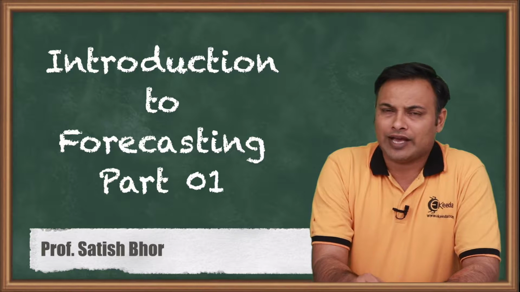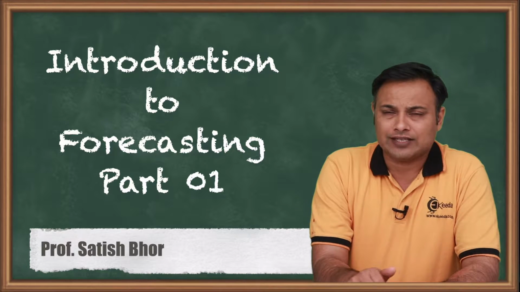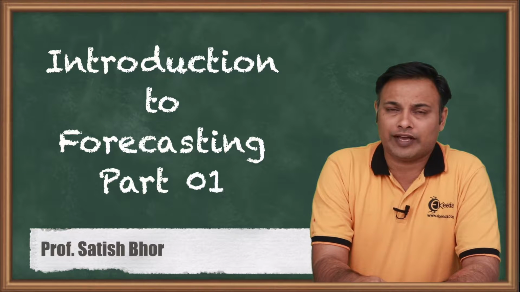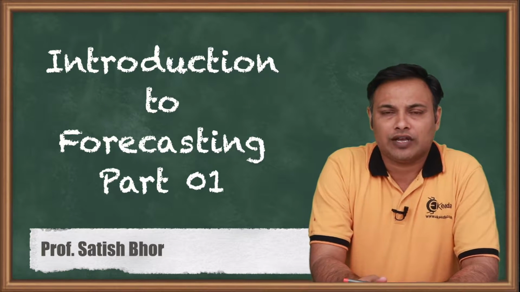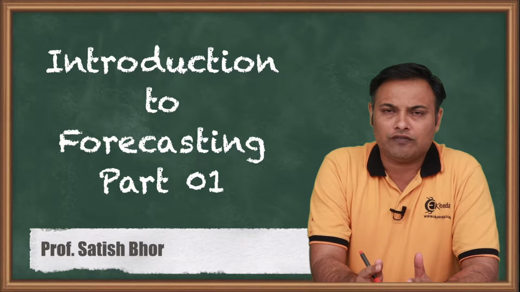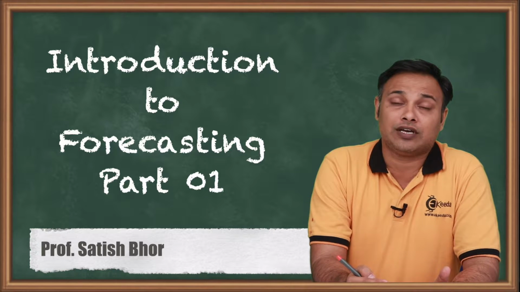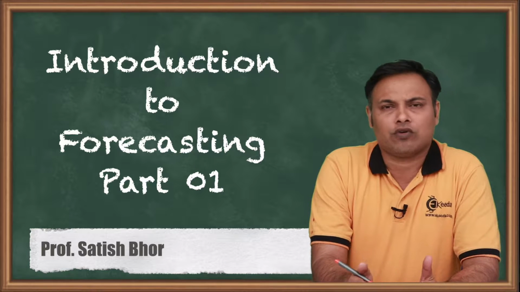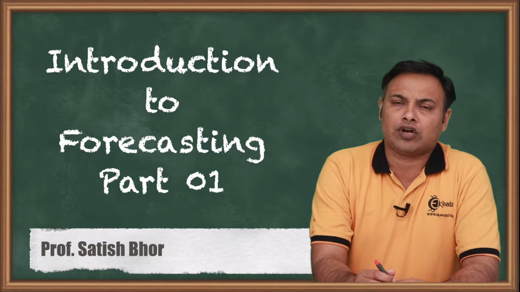For example, as a salesman, I would like to know what my expected sales are based on my past sales of 10 months. As a manager, I may like to know what my expected production will be based on the production of the last 3 months. So, forecasting is not mere guesswork. It is a scientific method of predicting or estimating what may happen in the future. That is called forecasting. Let's now discuss the different steps in forecasting, and then we'll talk about the methods of forecasting.